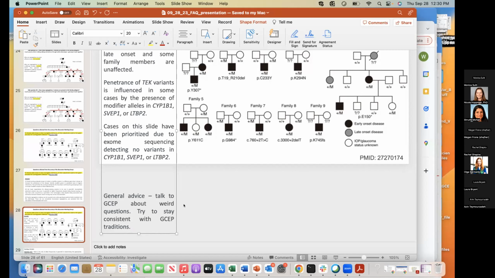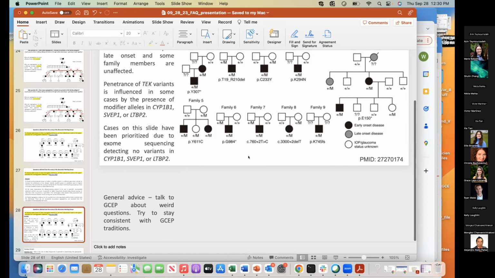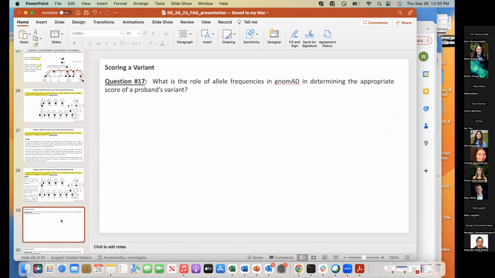So yeah, those are themes that came out again and again as I was talking to more senior folks. Their general advice was, if there's a weird question and you have a doubt, that sounds like a great question for your GCEP when you present to them, and you want to try to stay consistent with whatever traditions they have in that GCEP. If you always handle these weird cases this way, try to keep rolling with that, since it'll be something that you can discuss in your publication.